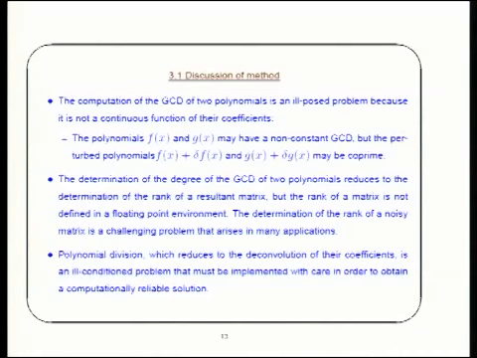That's an ill-posed problem because it's not a continuous function. So although f of x and g of x may have a non-constant GCD, my given inexact polynomials may be co-prime. Even if f and g have a non-constant GCD, when I try to work out the GCD in floating point, and I'll show you later in a non-trivial example, they'll appear to be co-prime.